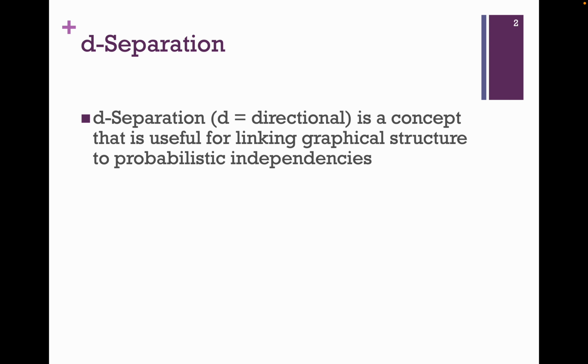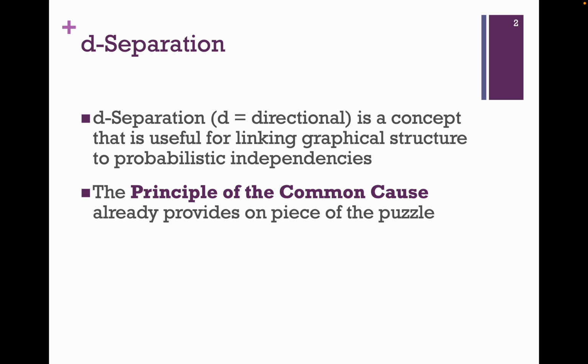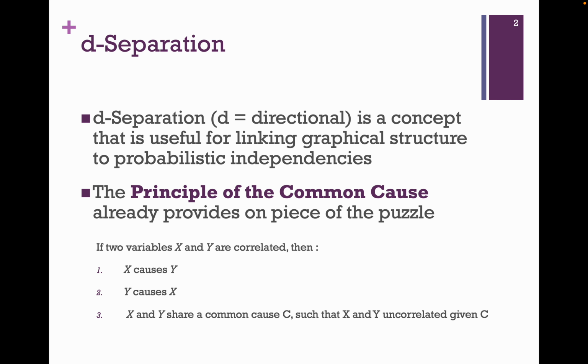The concept I have in mind is d-separation, which, as we'll see, is a concept that links graphical structure to facts about probabilities. Now, in the previous video, we already started to see how probability and causation relate through the principle of the common cause, which once again says that if two variables X and Y are correlated, then either X causes Y, Y causes X, or X and Y share a common cause C, such that X and Y are uncorrelated given C. So a good place to start will be to explicate what it means for X and Y to be uncorrelated given C.